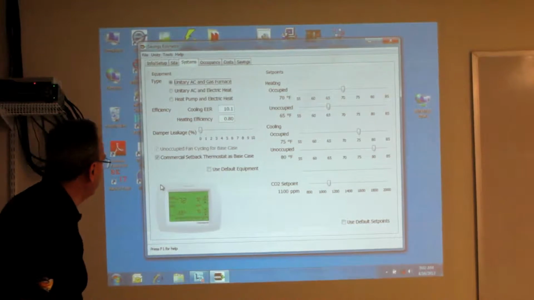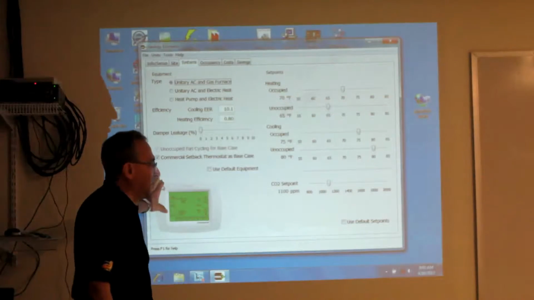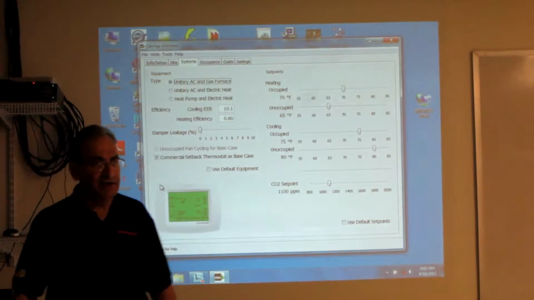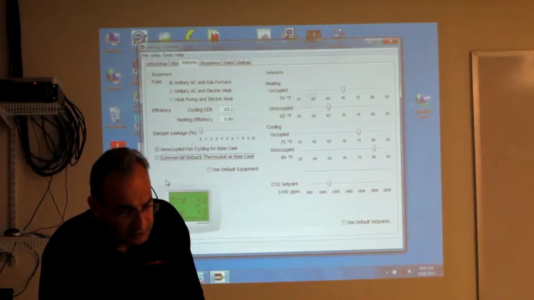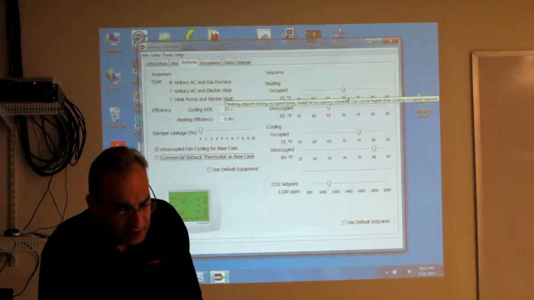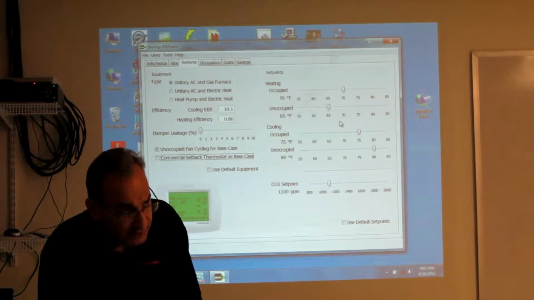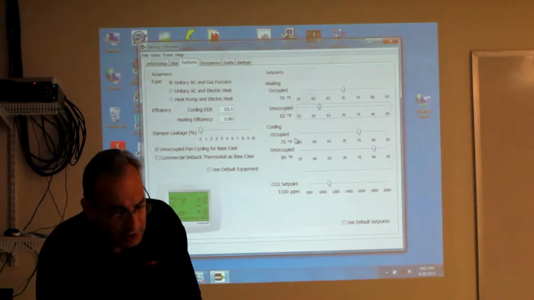Now, if you're going to a building that did not have a night setback stat on there, and you're proposing that, I'm going to take that off the list here and say we're not using that. Occupied will be 70 degrees for heat, 65 is unoccupied. Maybe I want to make that a little more aggressive, make it 62. Cooling, occupied is 75, unoccupied maybe an 85.